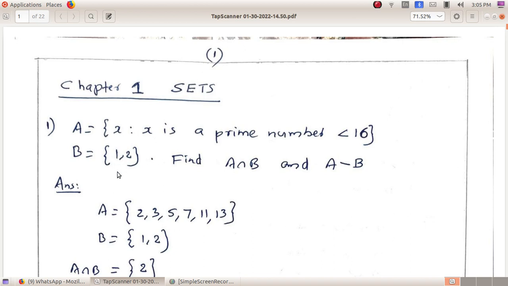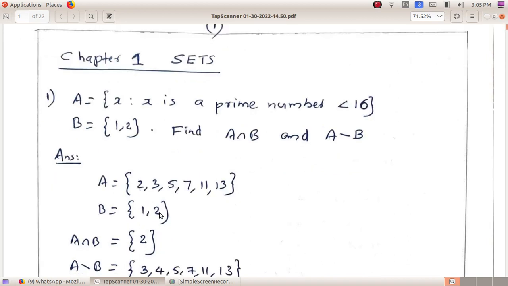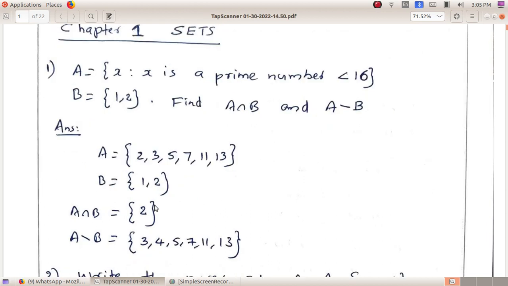And B is given as the set {1, 2}. Then what about A intersection B, which means what? Common for both A and B. That is 2 only. 2 is common. What is A difference B? A difference B is the set of all elements of A which are not in B. So you can write the elements of A, but you cannot write the elements of B. Elements of A means 2, 3, 5, 7, 11, 13. But you cannot write 2, because 2 can be seen in this B. So 2 is not written here.